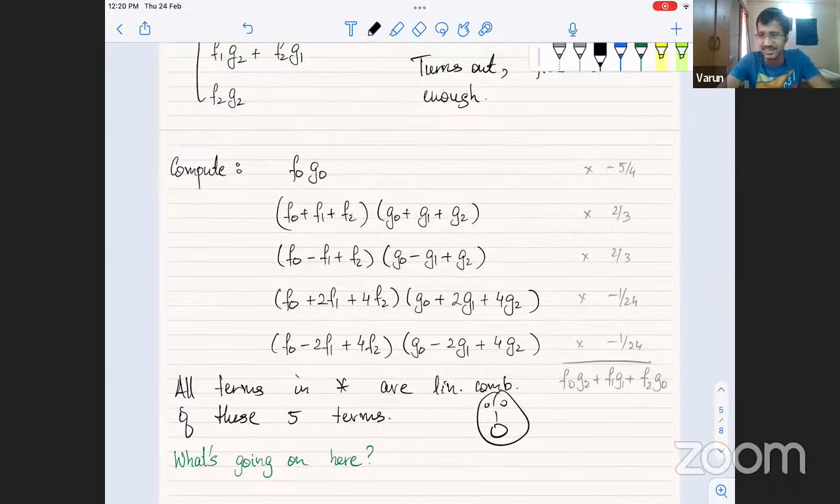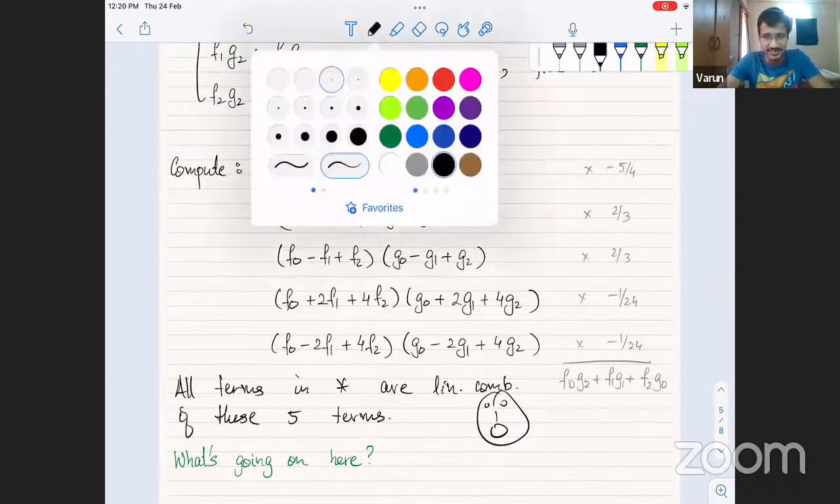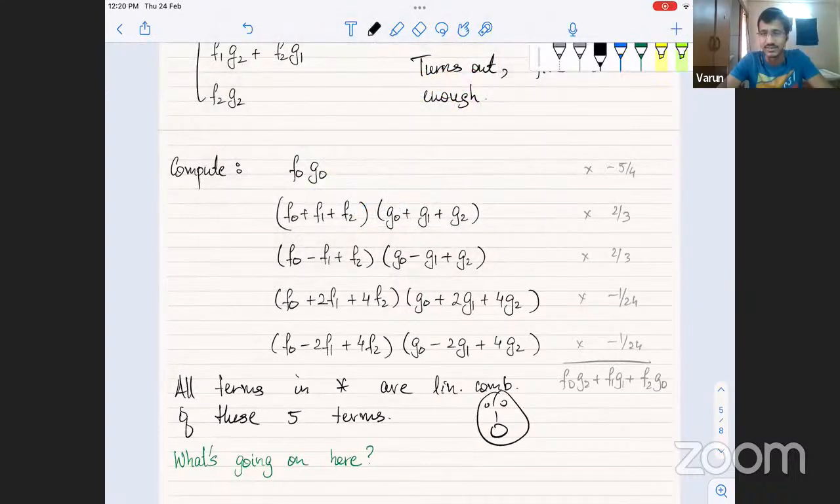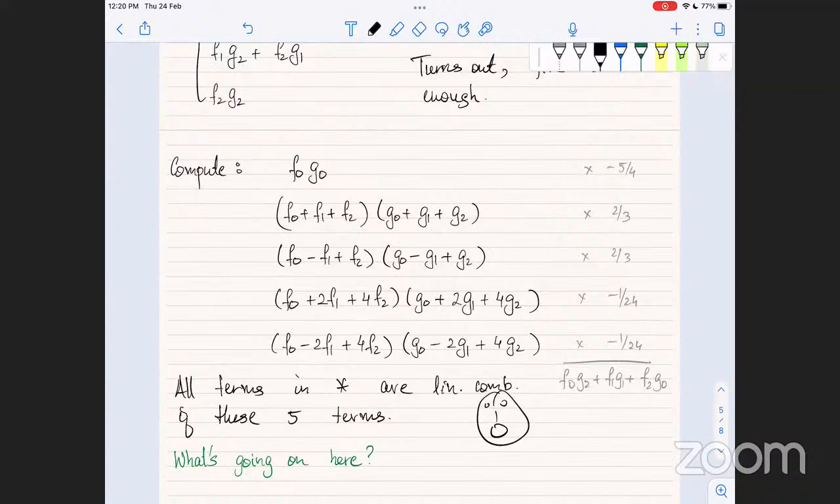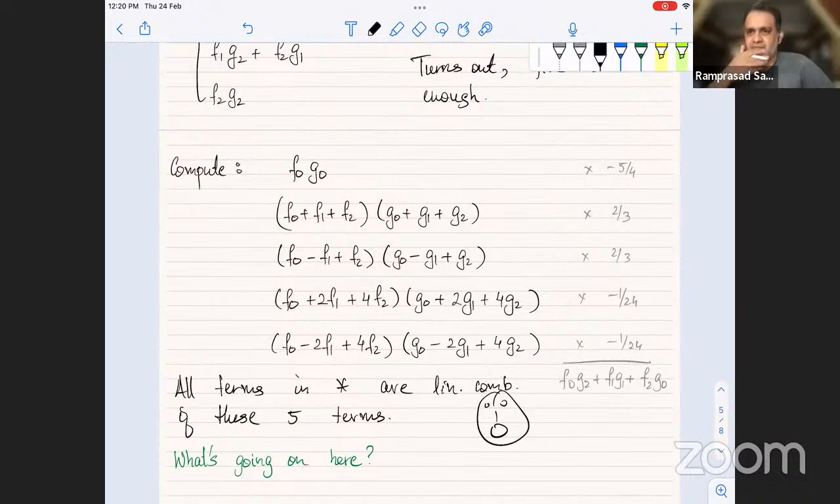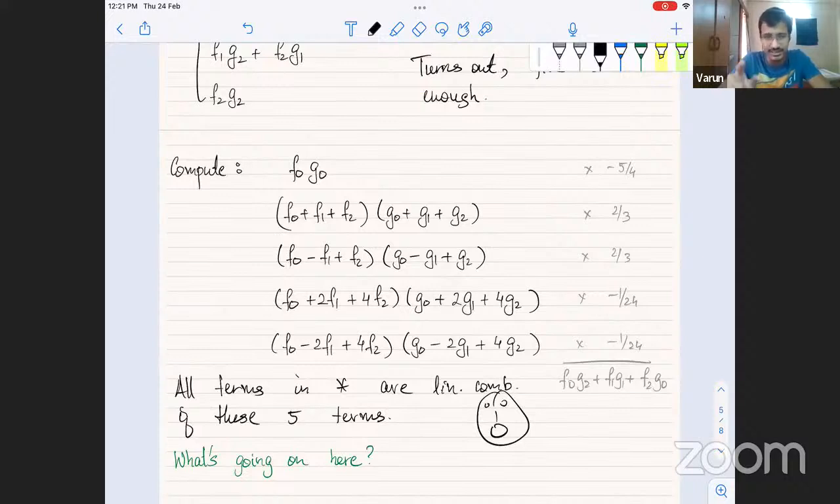Is Ramprasad still on the call? Pascal's triangle. Why? Sorry. So Pascal's triangle is basically the bunch of binomial coefficients, right? Yes. So here it doesn't look like binomial coefficients per se. I don't know what to think of the things that you're multiplying to get the final term, but at least in these products that we have, all the coefficients are plus minus powers of 2.